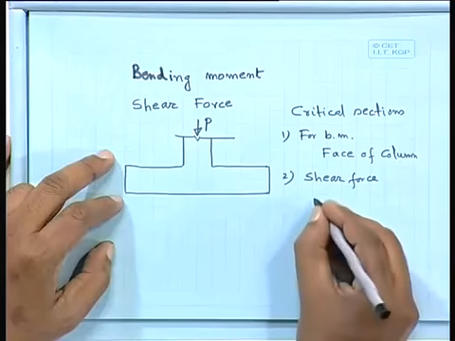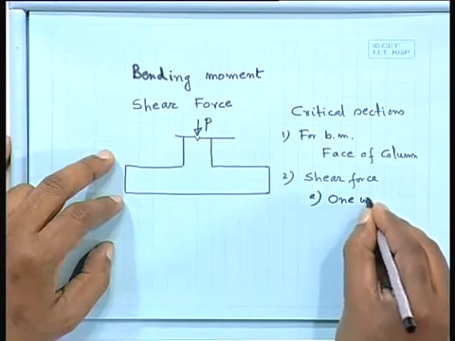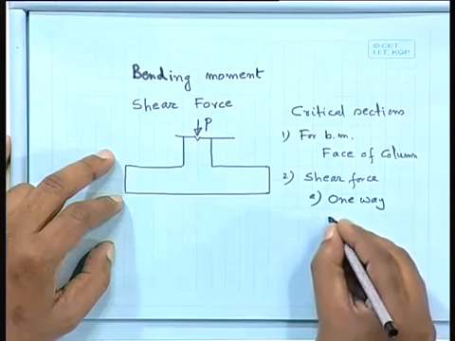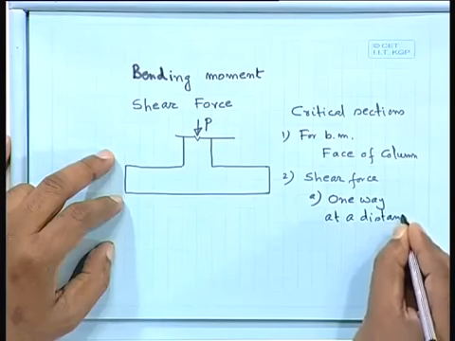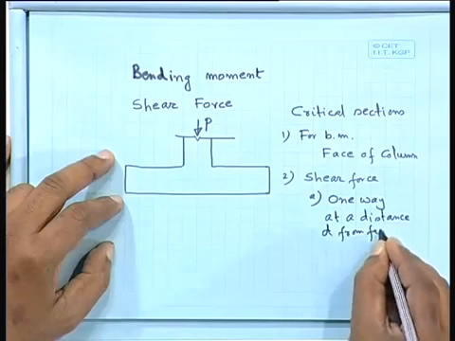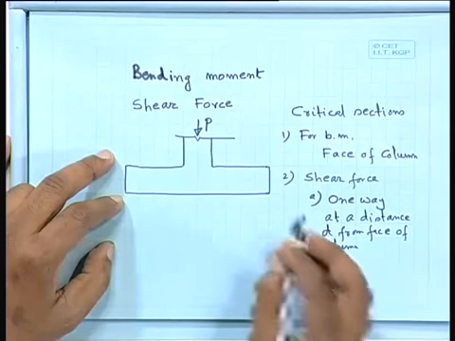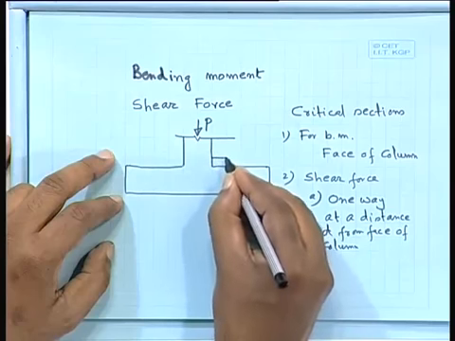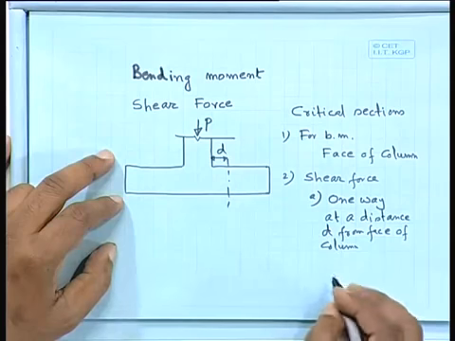we have two cases. One is called one way. So that one will be at a distance d from face of column. So it will be a certain distance, say here d, where you have to calculate that shear force and check it.